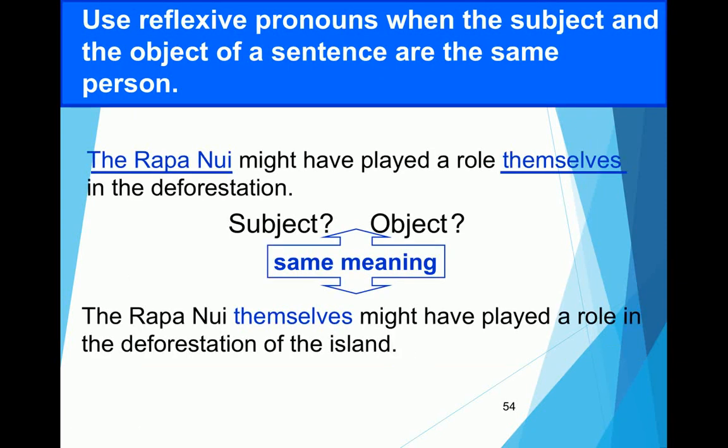Reflexive pronouns can be tricky for foreigners. So you need to make it very clear that you only use reflexive pronouns when the subject and the object of a sentence are the same person. For example, the Rapa Nui might have played a role themselves in the deforestation. So here you have the subject and the object, the same person. Or you can say the Rapa Nui themselves might have played a role in the deforestation of the island.